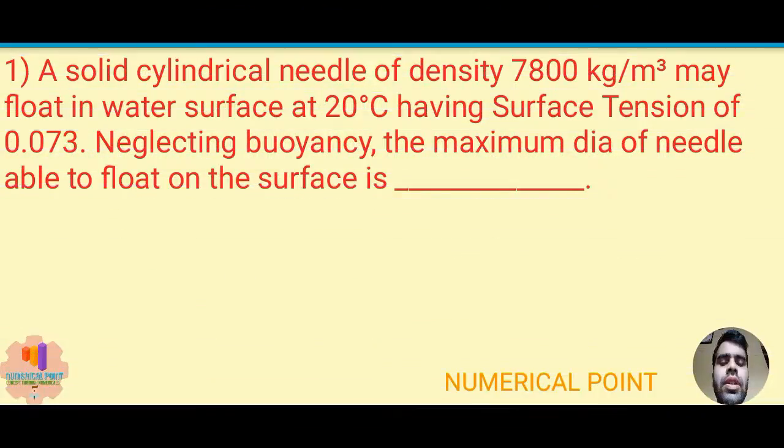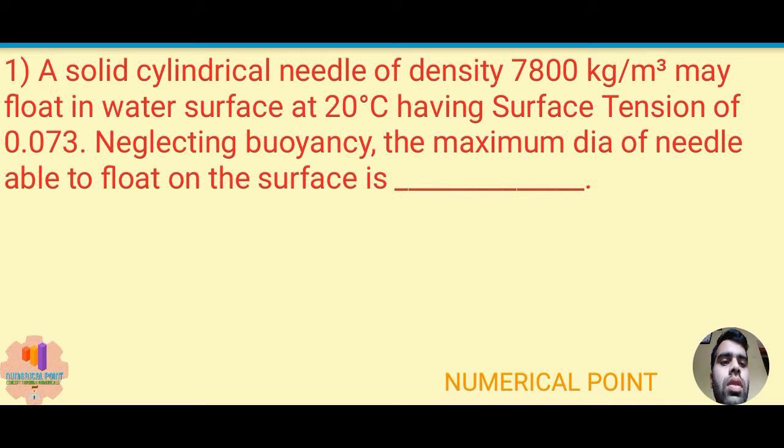So guys, let's start with today's question. The question reads: a solid cylindrical needle of density 7800 kg per meter cube may float on the water surface at 20 degrees Celsius, having surface tension of 0.073. Neglecting buoyancy, the maximum diameter of the needle able to float on the surface is dash.